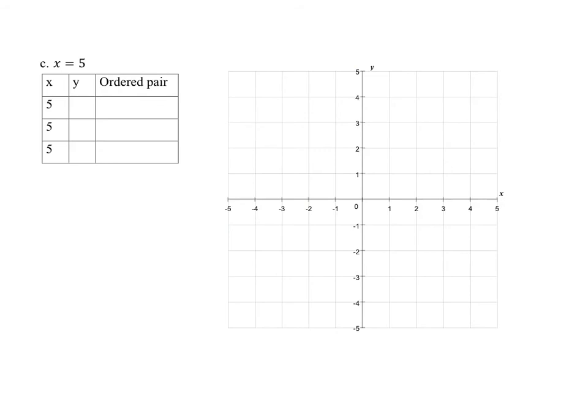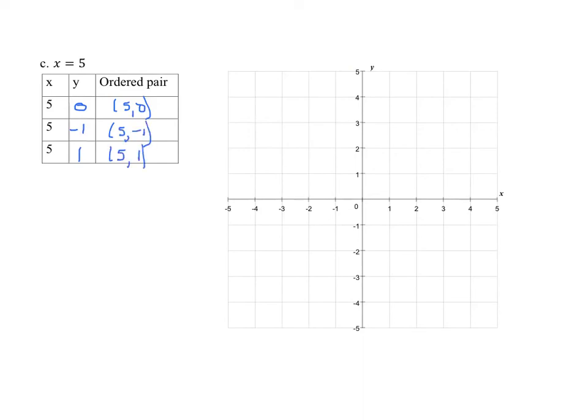x is equal to 5. Now there's no y values in here. Since there's no y mentioned, y can be anything. So we're just going to pick 3 random values for y. Let's do 0, negative 1, and 1. The ordered pair is 5 comma 0, 5 comma negative 1, and 5 comma 1.